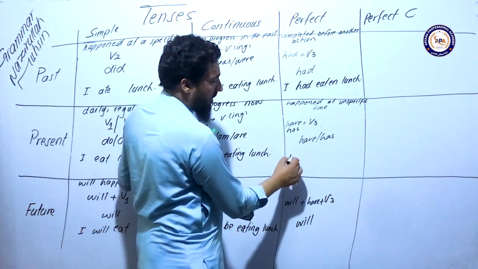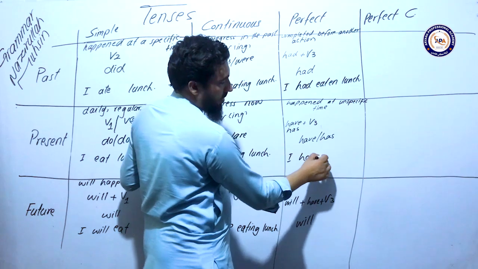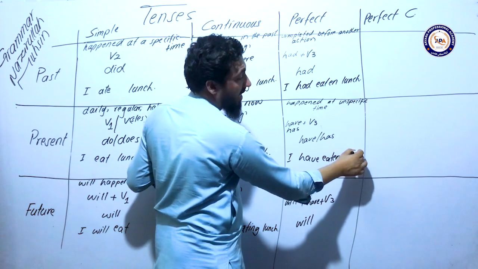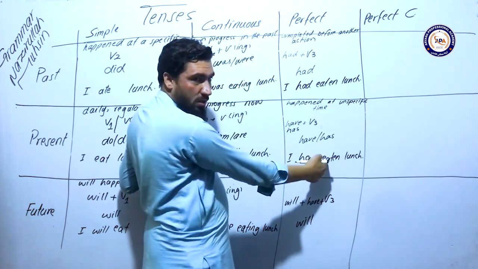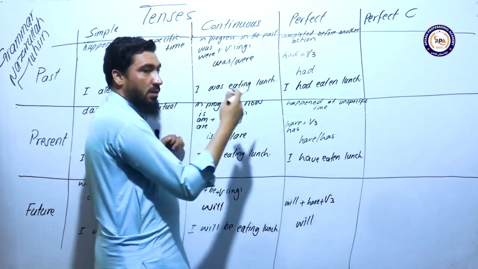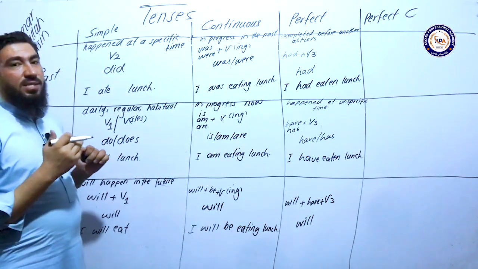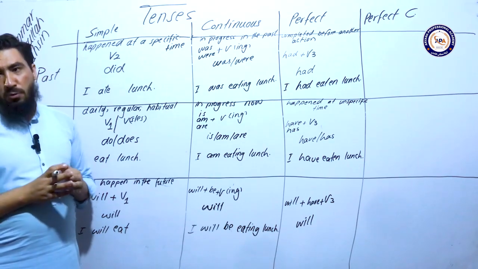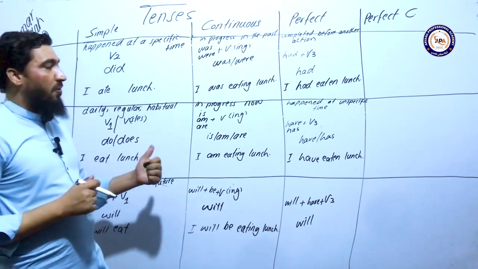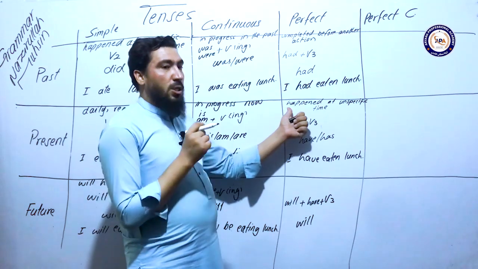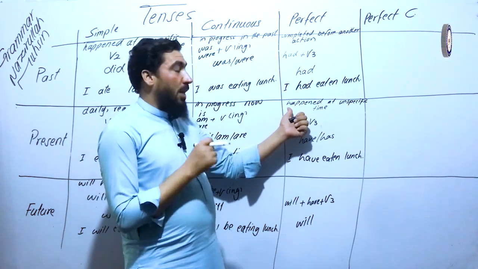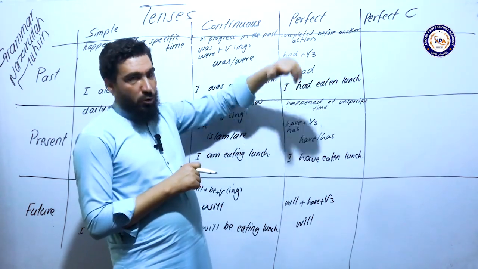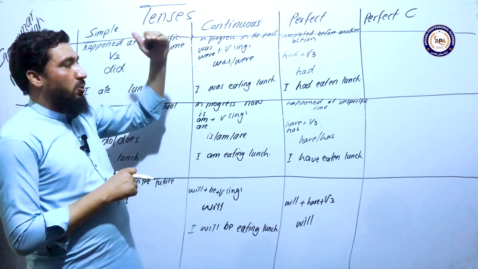And present perfect: I have eaten lunch. How can you translate this one? It means it has effects on the present time. I have eaten lunch. It means I'm full and I don't need to eat anymore. Right? So present perfect has direct effects on present time, but past perfect doesn't have any relationship or link with the present time.